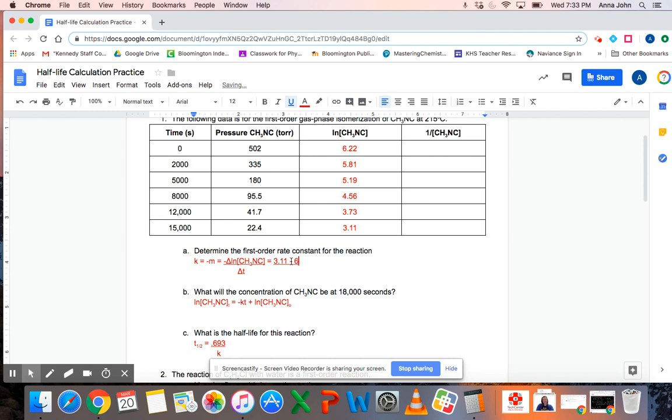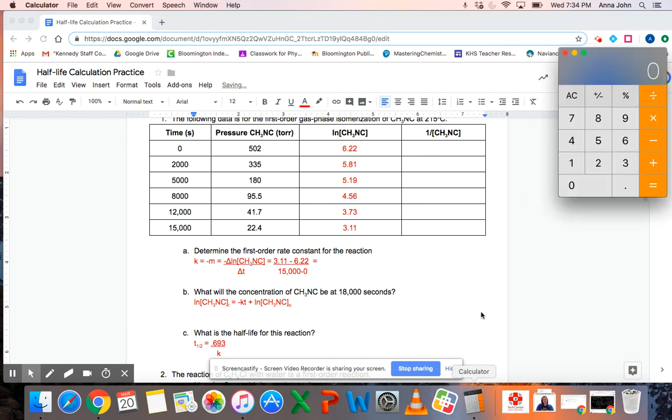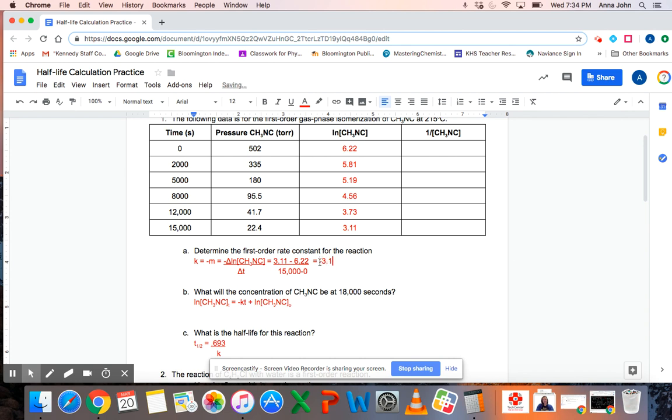So my change in the natural log of concentration would be 3.11 minus 6.22. And then my change in time would be 15,000 minus 0. If I do my math, let me pull my calculator up here. I've got 3.11 minus 6.22, that's negative 3.11, and that is going to be divided by 15,000 minus 0, so 15,000.